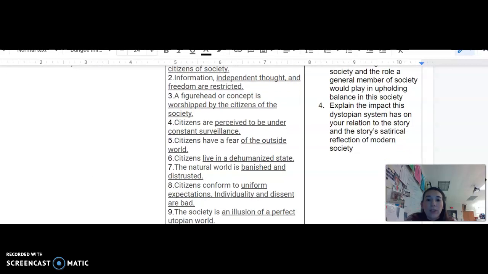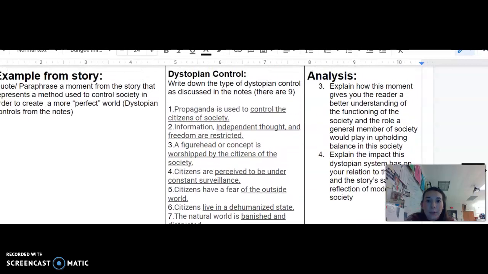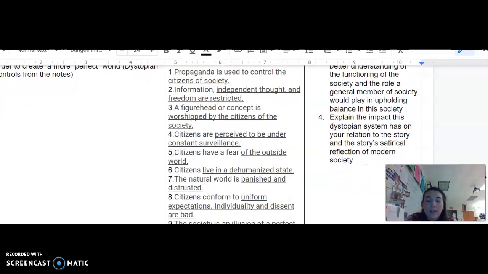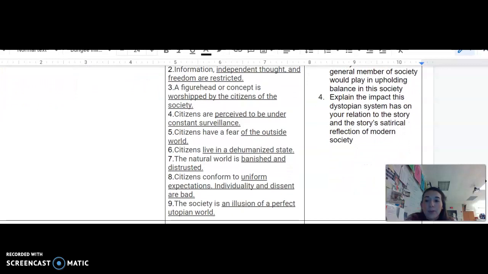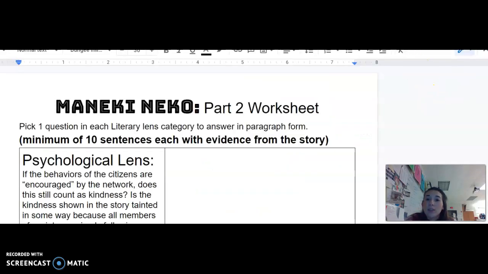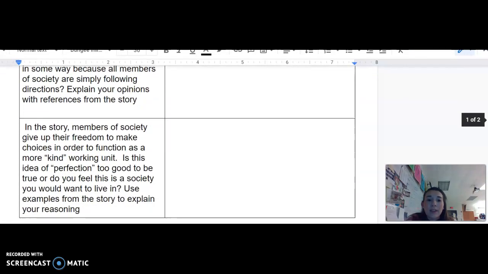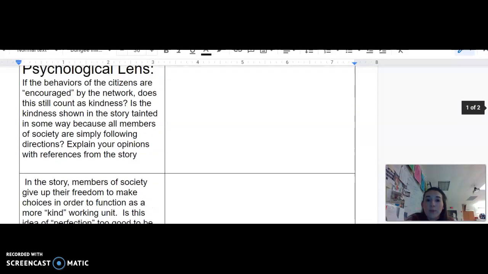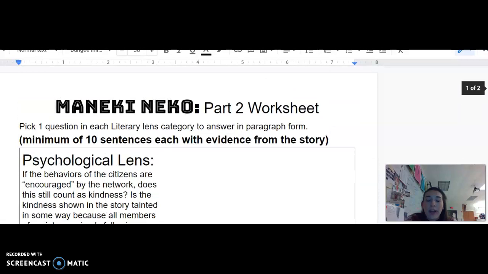So once again, we are looking at the 9 different forms of dystopian controls as listed in the worksheet, and we are trying to find examples of these controls that are prevalent in Maneki Neko. The second worksheet is looking at it through some different psychological lenses, particularly the psychological and the new critical. So you are picking one prompt from each of the categories, so you would have a total of 2 pieces completed, which would be 10 sentences for each piece, 20 sentences total.